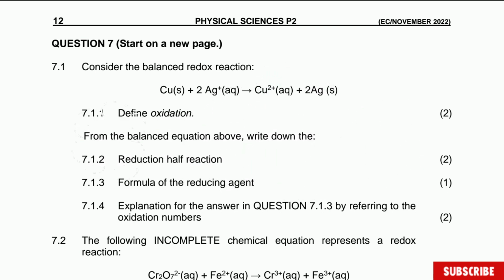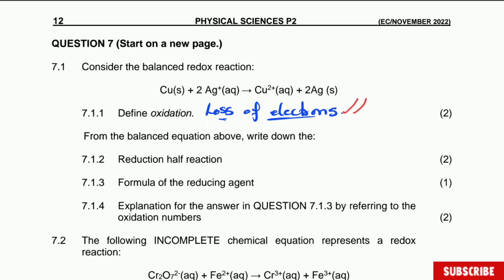This question said consider a balanced redox reaction, and 7.1.1 define oxidation. You have the reaction. We can say that oxidation is the loss of electrons, and that will give you 2 marks. Alright? So now, the next question.